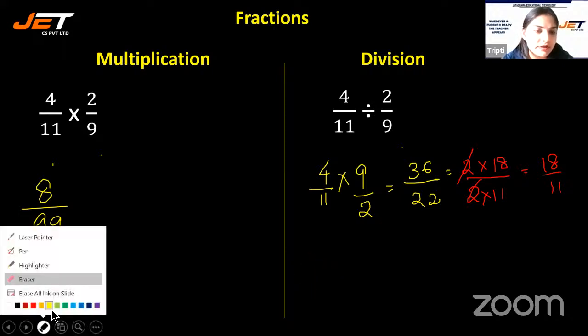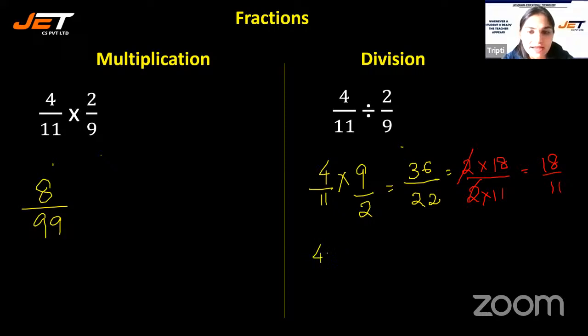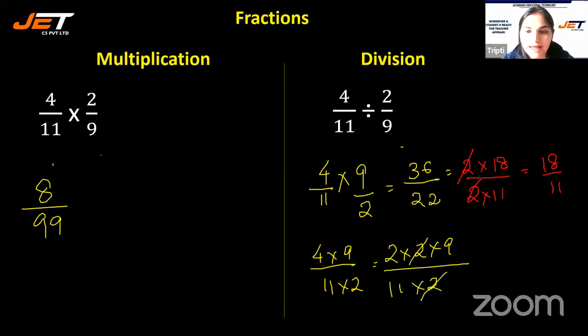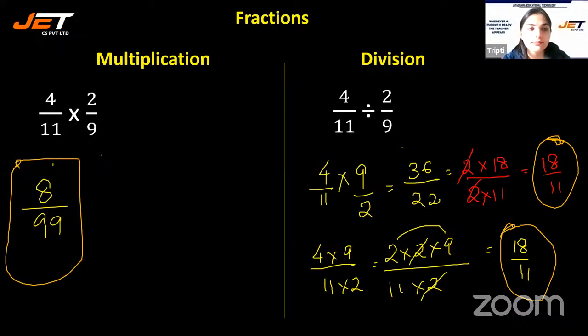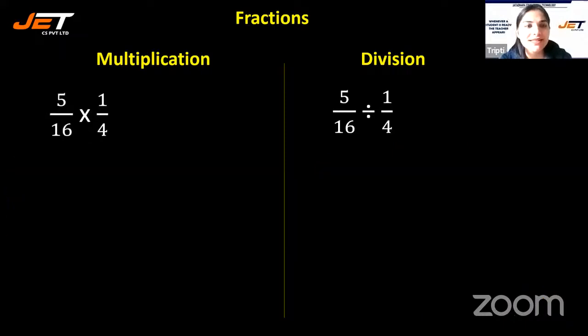So here, I'm solving it in the other way. 4 times 9 and 11 times 2. 4 is 2 times 2 times 9 and 11 times 2. So 2 cancel. 2 times 9 is 18 and in the denominator it's 11. Both the ways are correct. Either you simplify first or you first multiply and then simplify. You will get the same answer. Okay? Moving on to the next question. 5 by 16 times 1 by 4 and 5 by 16 divided by 1 by 4.